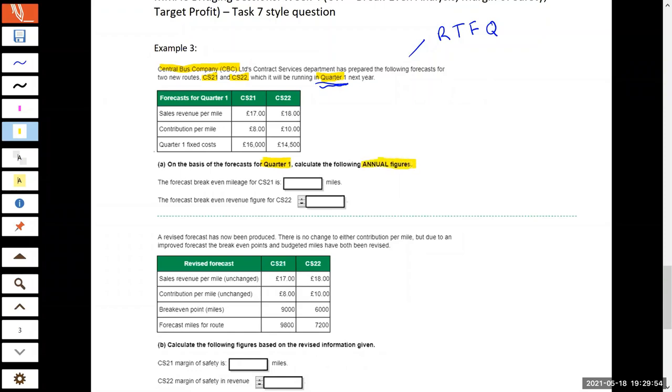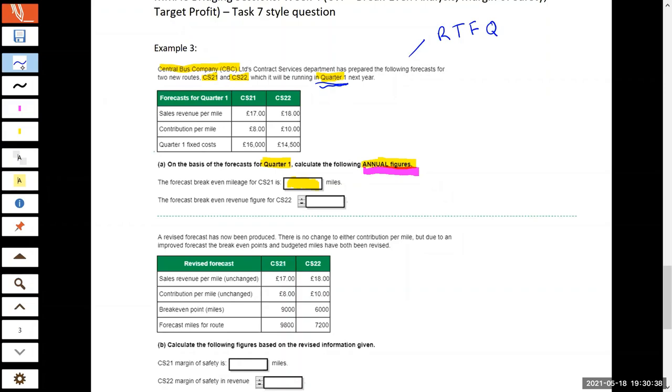Can someone try and enter the figure in this box here? What are the annual figures? That's the important word. A quarter is a quarter of a year, or 3 months. Can anyone submit an answer for that, please? 12MC, okay, Margot. There's a £12 marginal cost. 12 months, yeah, it's the annual figures. That's all right, don't worry, we'll go through it.